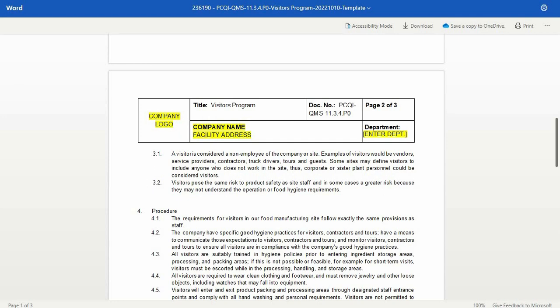And second, visitors pose the same risk to product safety as site staff, and in some cases, a greater risk because they may not understand the operation or food hygiene requirements.